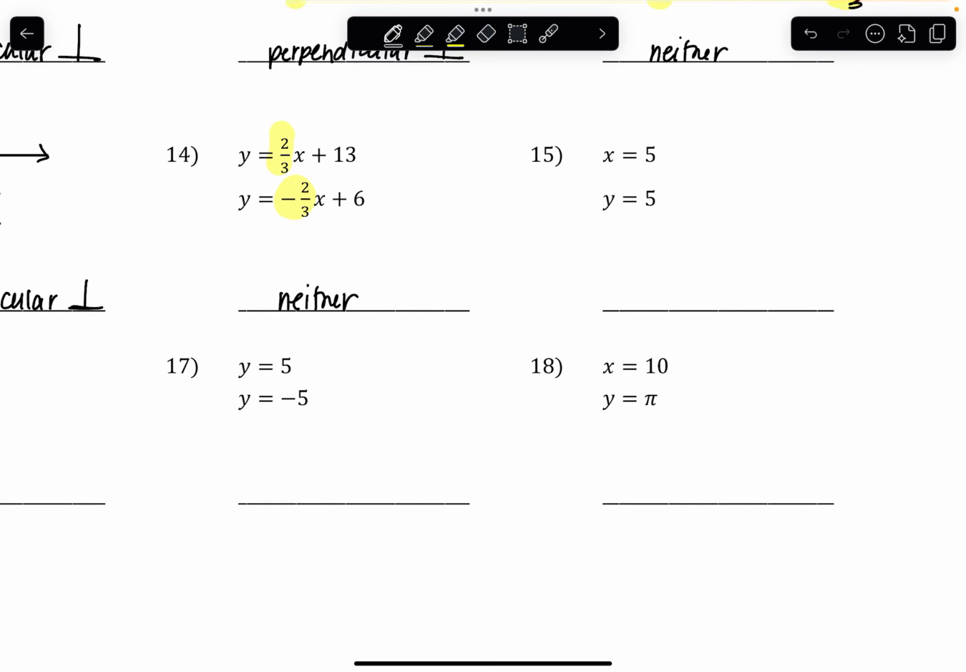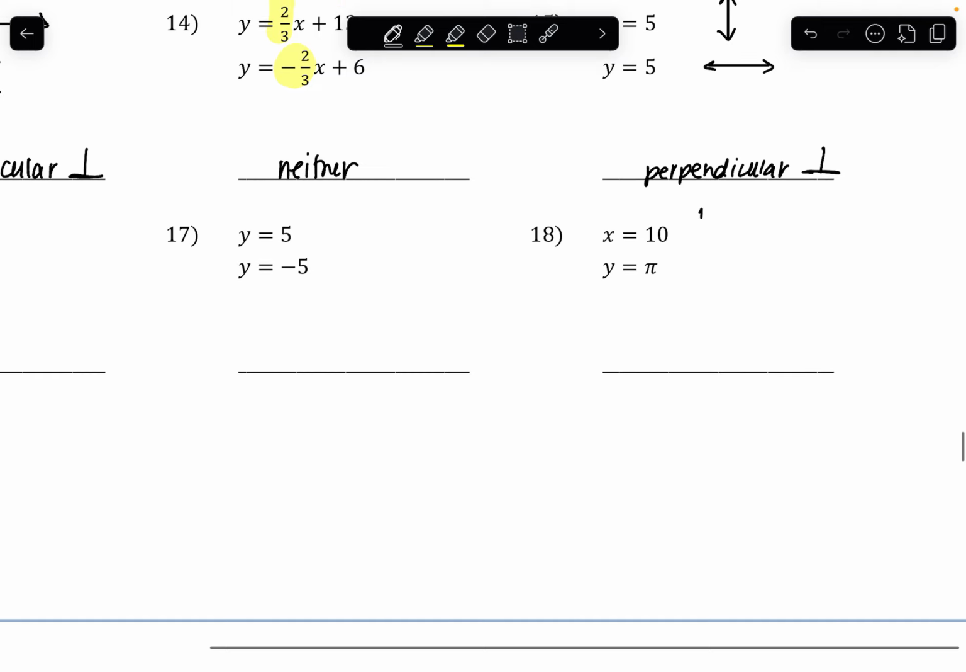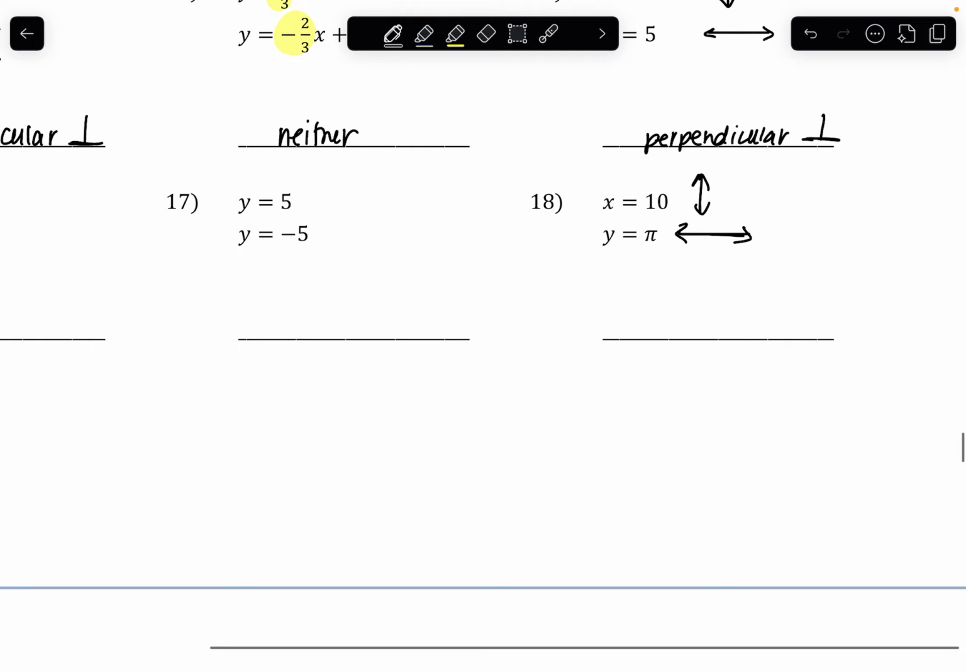Here, x equals 5 is a vertical line. Y equals 5 is a horizontal line, and so these are perpendicular. In fact, anytime you have an x equals equation with a y equals equation, you know they're perpendicular. So down here, x equals 10 is vertical, y equals pi. Pi is the number 3.14, and it's got a lot of other decimals, but all you care about is y equals and knowing that it's horizontal. And so these are also perpendicular.